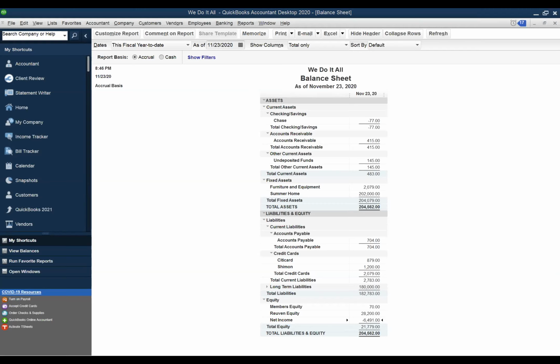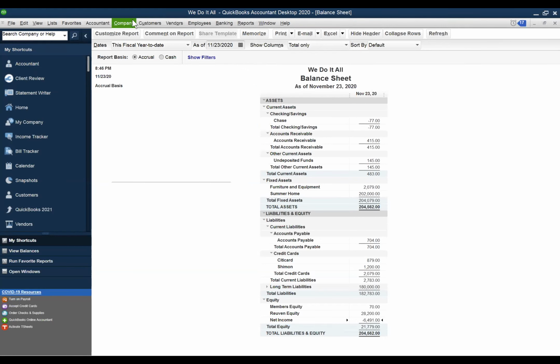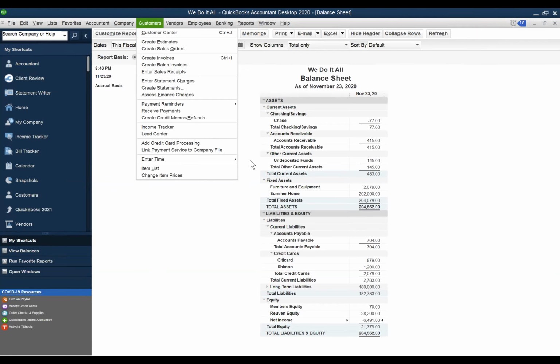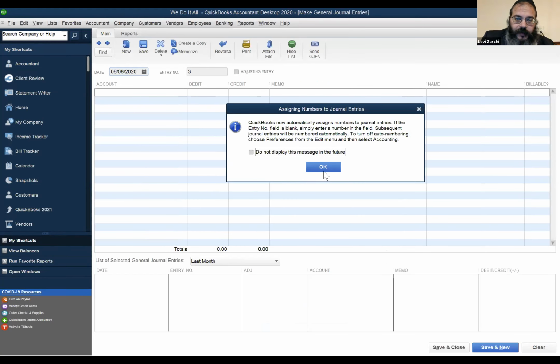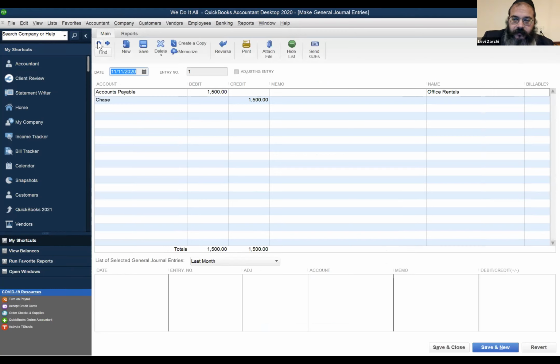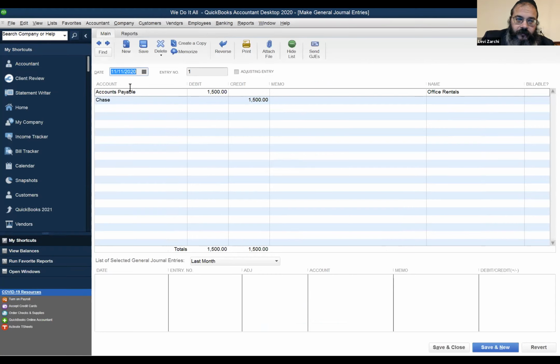How do I do that? Okay, so you just go back to the journal entry number one. Where is your company? My company. Yeah, then Company, Make General Journal Entries, and you go back to number one, left arrow, number one is here. It's in reverse order because of the date. You just change what was previously members equity to Chase.